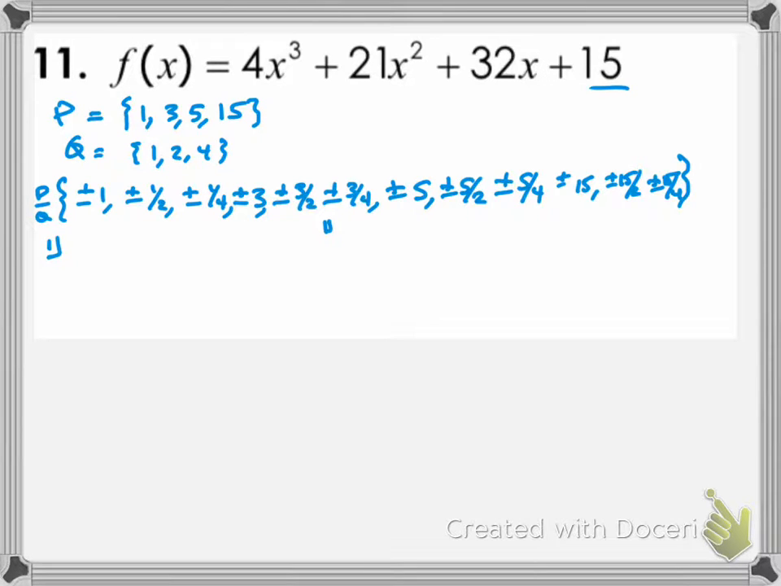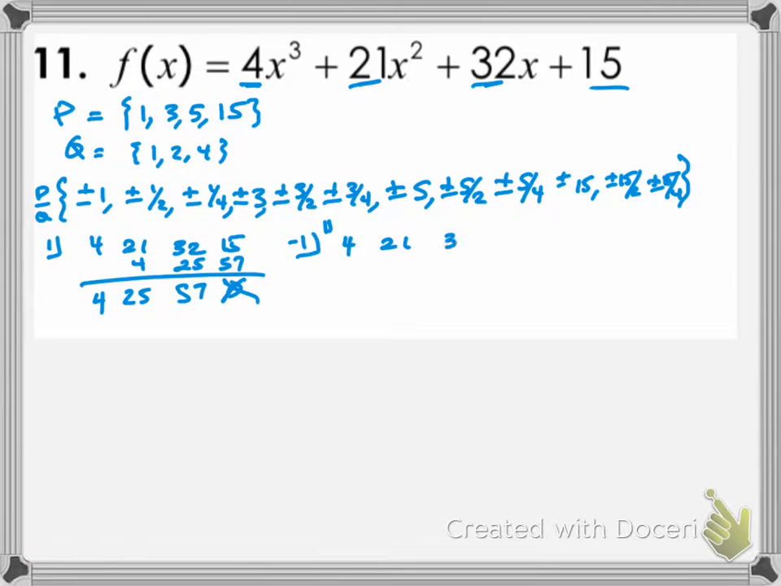Start at the beginning. So that's 4, 21, 32, 15. Okay, so bring that down, 4. That is 4. And that's 25. 25, and that's 7, 57. 57 times 1 is 57. Nope, that is not going to give me a 0 there. So 1 didn't work. Let me try -1.